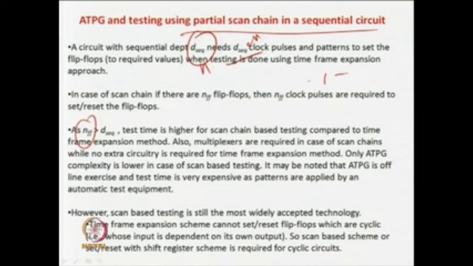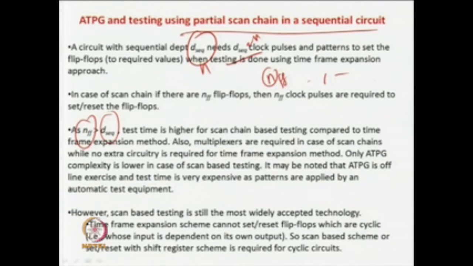But in case of a scan chain, you always require n. If NFF is the number of flip flops, you always require around NFF patterns to set or reset the flip flops or to bring out the values. So one advantage we could see in the previous time frame expansion approach is that the number of patterns to set or reset the flip flops is D sequence. In the worst case it can be as high as NFF, but it will always be less than or equal to the number of flip flops.